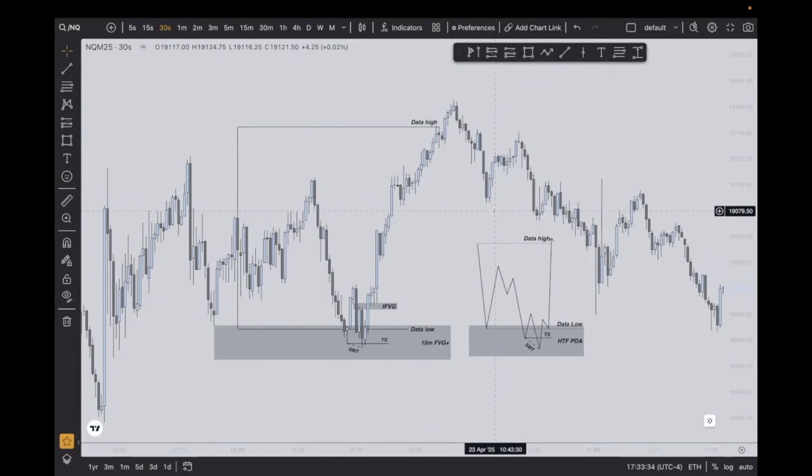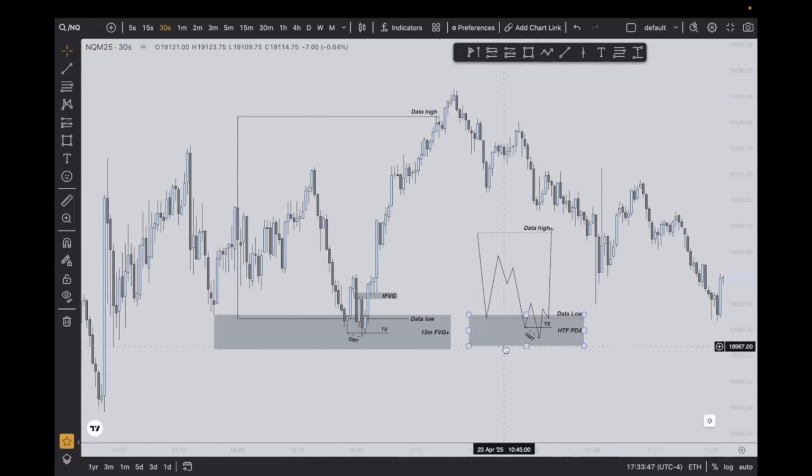Okay, here we have another A plus example, right? All criteria is met: high time frame, PDA, stop point, SMT, strong inversion. But this is a data or a news candle example. So you can see in my little diagram, I have out data low and data high. That just means news candle high, news candle low. In this scenario, we tap on the 15-minute, sweep data low.